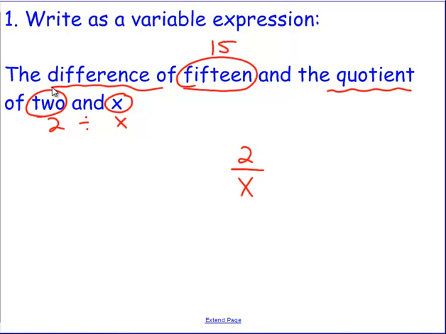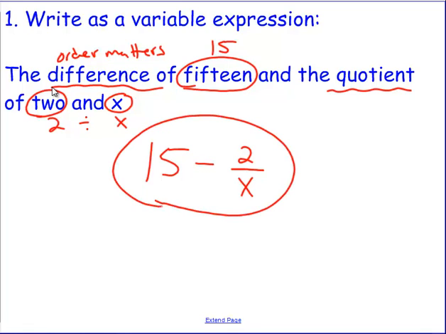But I want the difference of 15 and 2 divided by x. And so notice again, because we see difference, we know that order matters in subtraction. And so because the 15 came first in the problem, the 15 needs to come first in my expression. And so my final answer ends up being 15 minus 2 divided by x when I go to write this as an expression. Again, on the test, you might see equations where we have an equal sign. You might also just see expressions like this. That'd be the first type of problem that you'll see on the test on Thursday.